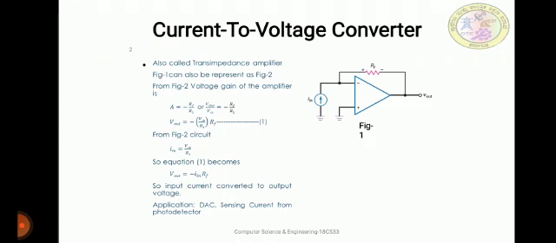This is also called the transimpedance amplifier. You can see in the figure the voltage gain of the amplifier is represented by A and is given by RF divided by R1, where RF is the feedback resistance. Whenever we solve this, we get V out is equal to minus V in divided by R1 into RF.